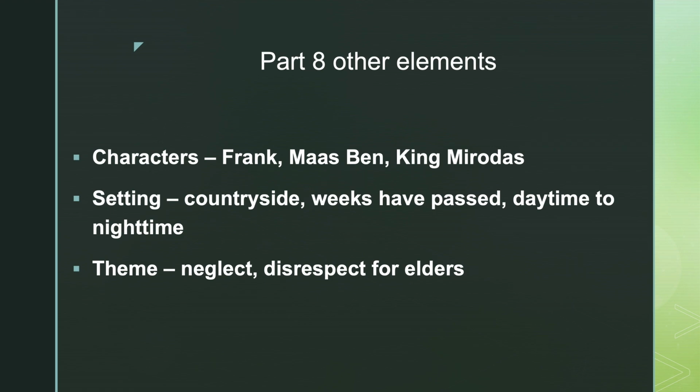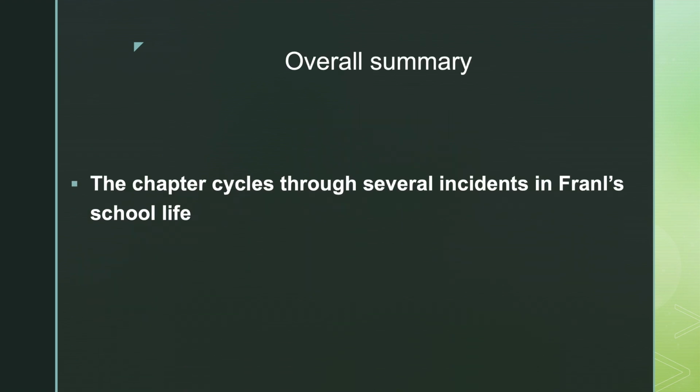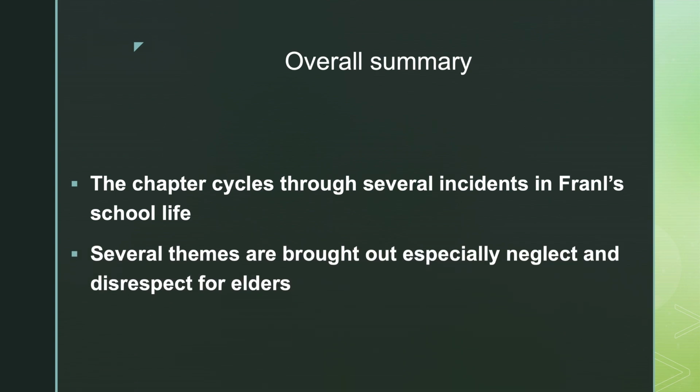Theme, we have neglect again, because we see where Frank is under no parental control really, and we have disrespect for elders. An overall summary of chapter 2: it is a very long chapter, right? But what we see coming out is there are several events that unfold, and we are basically cycled through Frank's school life in a sense. What we also see are quite a few instances where the themes of especially neglect and disrespect for elders are being brought out. So pay close attention to that.